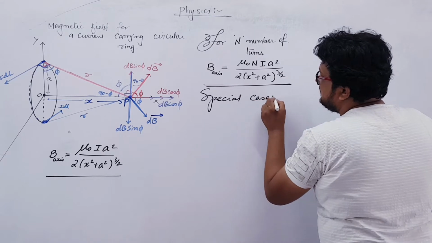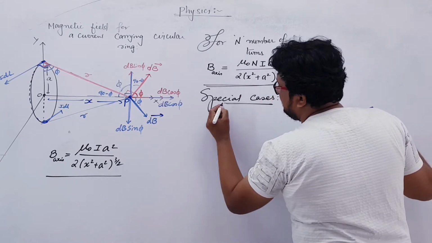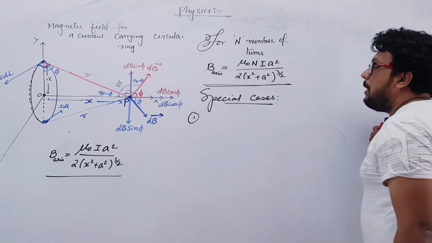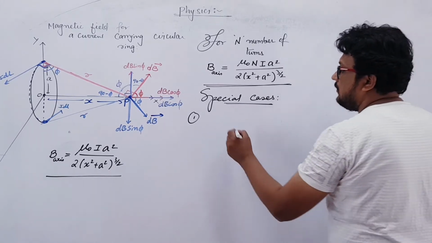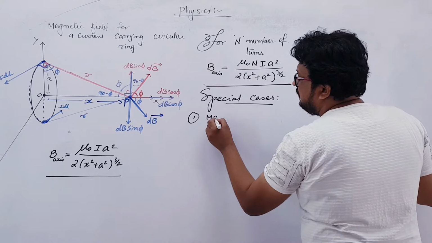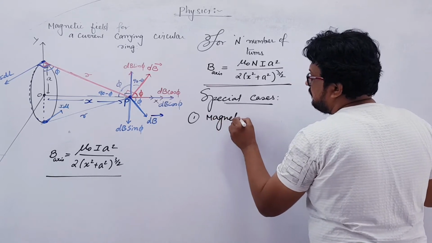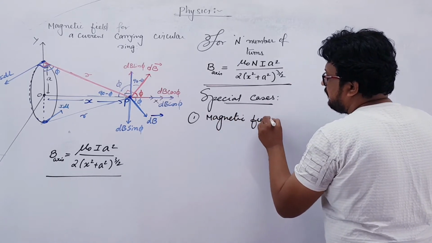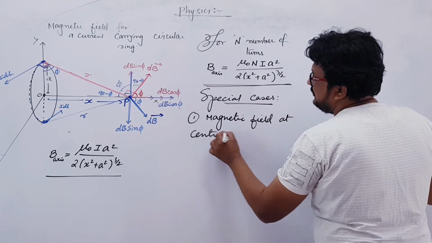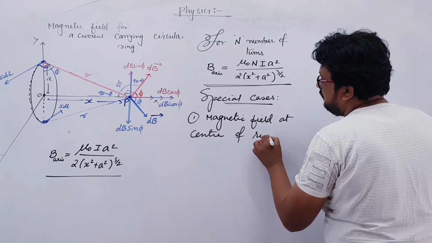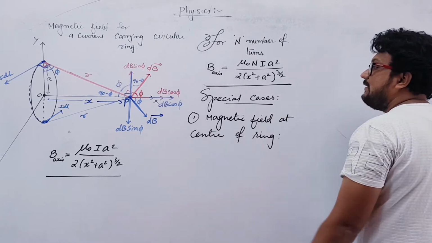Now let us discuss special cases. There are two cases, right? Number one, the magnetic field at the center of the ring. Magnetic field at the center of the ring.